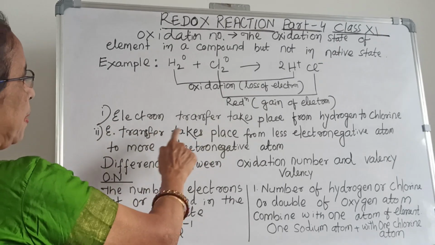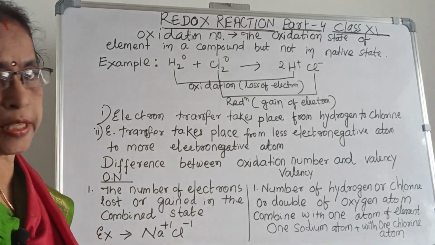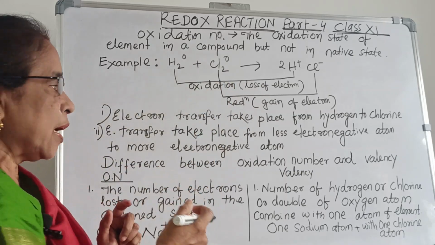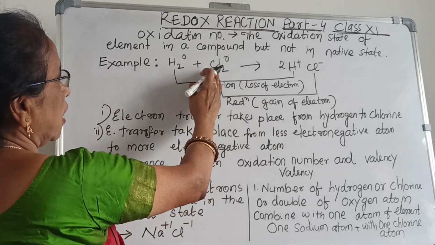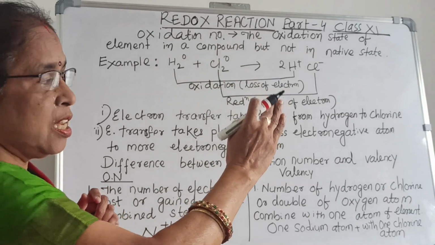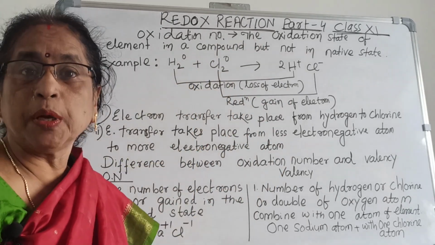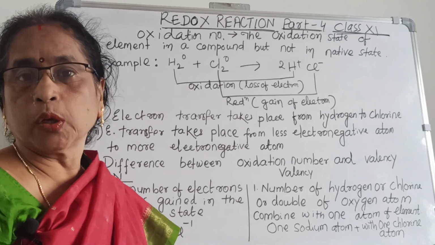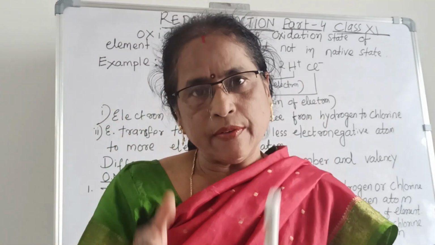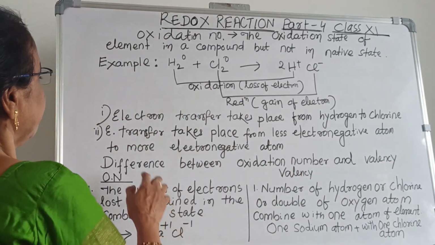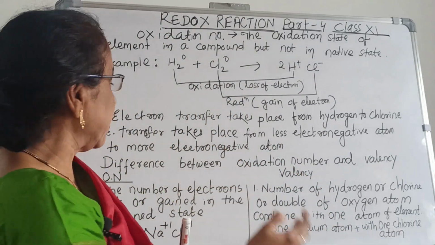Now here what happens? Electron transfer takes place, from hydrogen to chlorine. Why? Because chlorine is a more electronegative element than hydrogen. Hydrogen belongs to first group, whereas chlorine belongs to group 17. Group 17 elements have a very strong electronegative tendency.